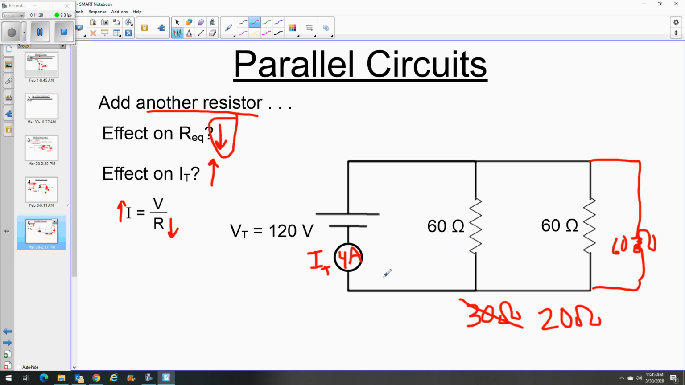We were correct. What effect will that have on the current that flows? Well, in the old circuit, it was 4 amps. Now, if we take the V total of 120 volts and divide by the R total of 20 ohms, you will see that the 4 amps no longer flows. It would now be 6 amps of current. And that 6 amps shows us that we were right, that the total current will go up when you add another resistor in a parallel circuit.